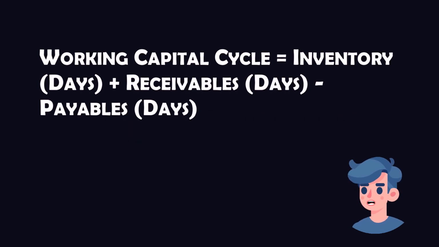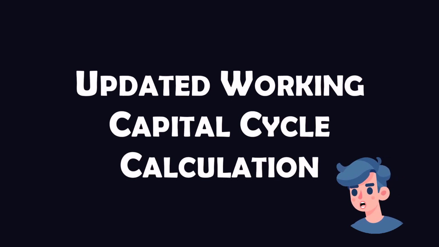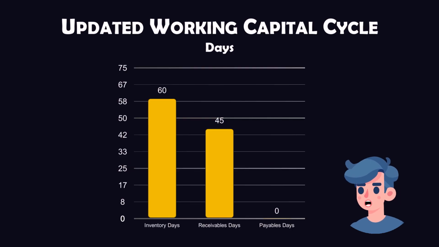Question: what would happen if XYZ Corp takes 45 days to collect receivables instead? Let's recalculate with these new terms. Updated calculation: 60 days holding inventory plus 45 days collecting receivables equals a 105-day working capital cycle. This highlights the importance of efficiently managing receivables to shorten the working capital cycle.